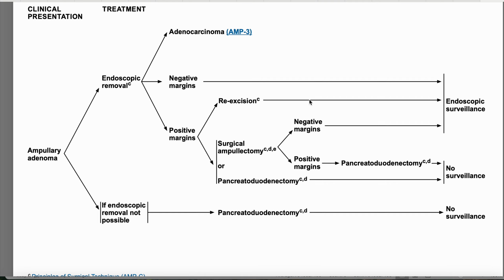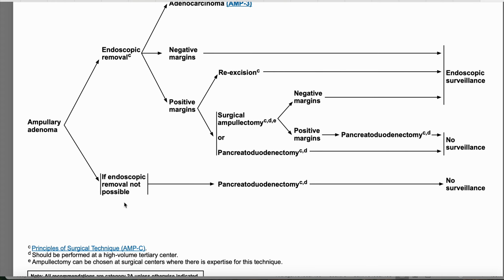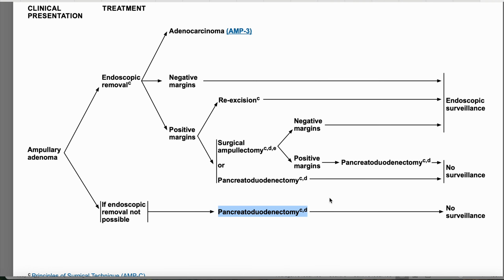With ampullectomy, if margin is negative, then we'll keep the patient under endoscopic surveillance. But if it is still margin positive, then we would go for pancreaticoduodenectomy. Endoscopic surveillance is not required post pancreaticoduodenectomy. And if endoscopic removal is not possible, then we will go for pancreaticoduodenectomy.